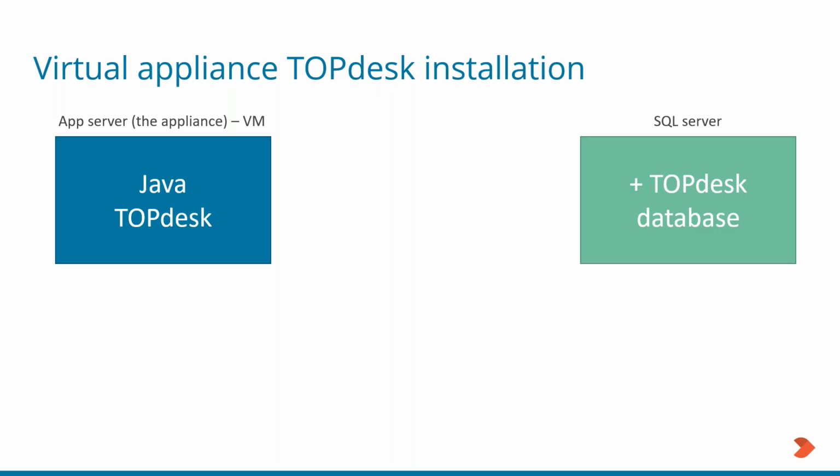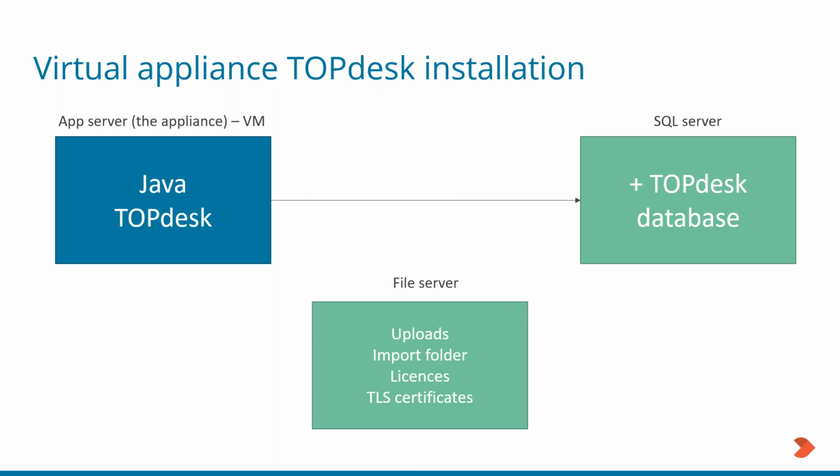Again, once this has been configured, we can then turn to our database server, create a new database for TOPdesk to use, and again, point the application server at this new database. Finally, again, we can use a file server to store things like uploads, attachments, and any import scripts. But crucially, with the virtual appliance, the licenses also live on this file server now, rather than the virtual appliance itself. And the same thing goes for any certificates we're using for HTTPS connections.